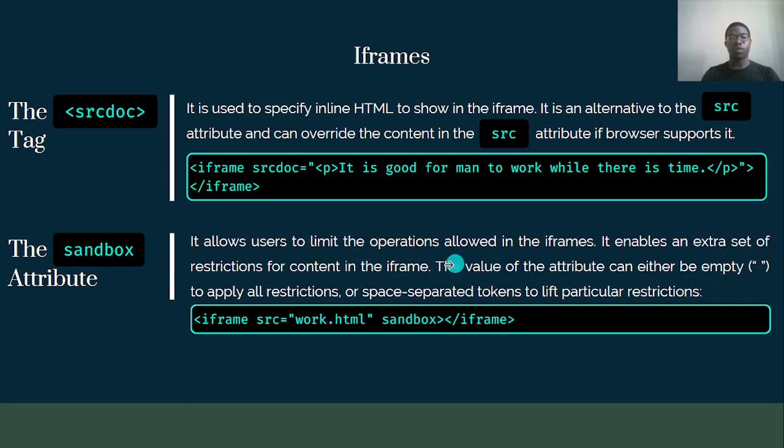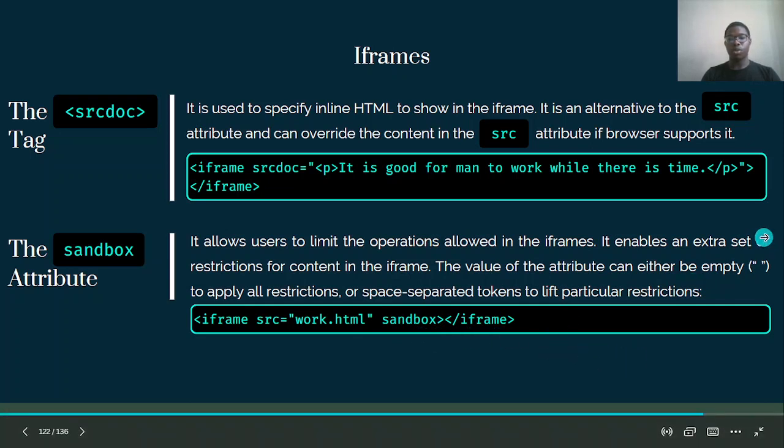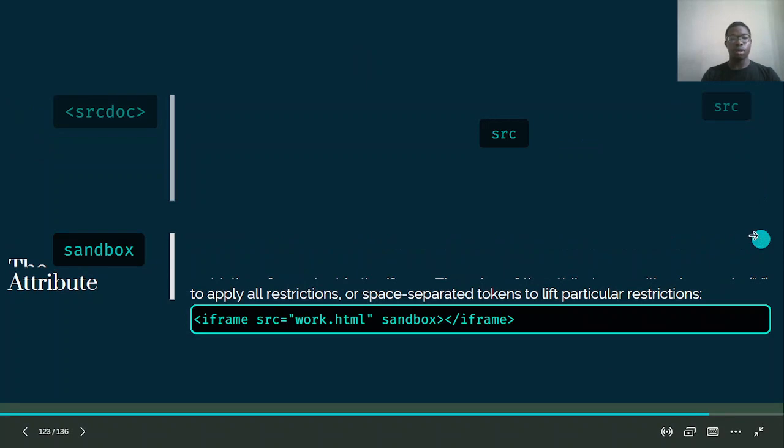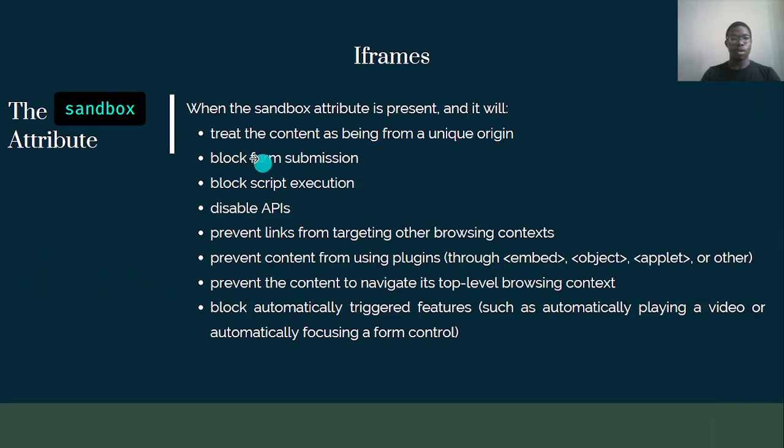So the sandbox attribute allows users to limit the options allowed in iframes. It enables an extra set of restrictions for content in the iframe. The value of the attribute can either be empty to apply all restrictions, or space separated tokens to lift particular restrictions. Once you put the sandbox attribute here like this, it's going to limit some operations, which I'm going to show you. The operations include treating the content as being from a unique origin, blocking form submission, so if you have forms in the iframe it will block the submission, blocking script execution, disabling APIs, and preventing links from targeting other browsing contexts.